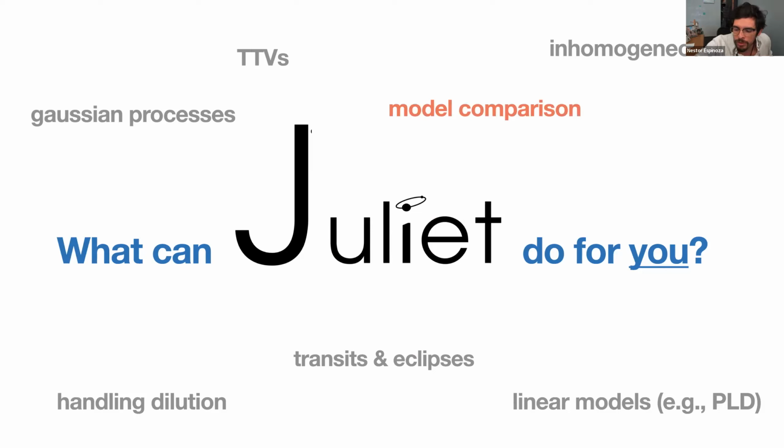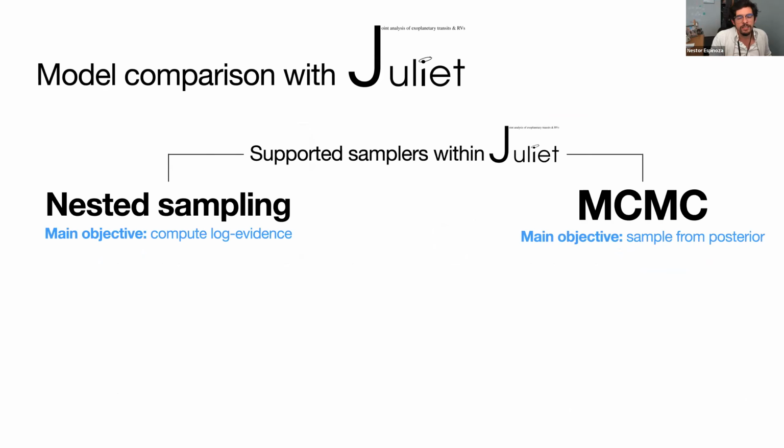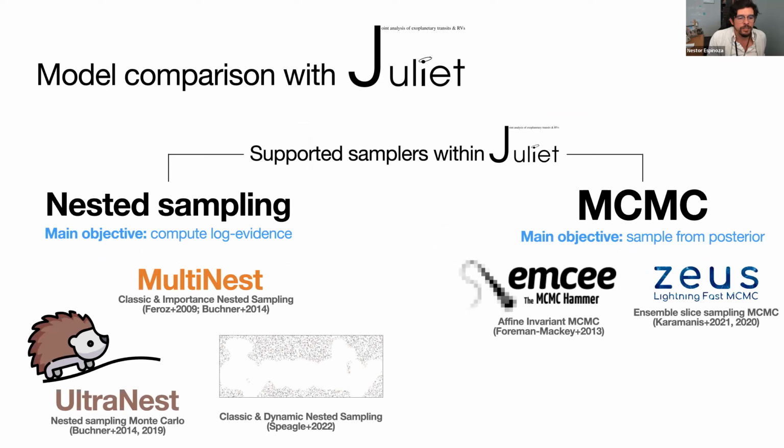The first one I wanted to go through was model comparison. I'm crazy about this stuff. And this is very easy to do with Juliet because it uses a wide array of samplers. In particular, the samplers that Juliet supports right now are classic MCMC, whose main objective is to sample from the posterior, but it also uses nested sampling that allows you to compute an actual log evidence. So there's a bunch of samplers that we're supporting right now. And again, it's very easy to add your favorite sampler to the list. If you have one, just create an issue and we can make it happen.